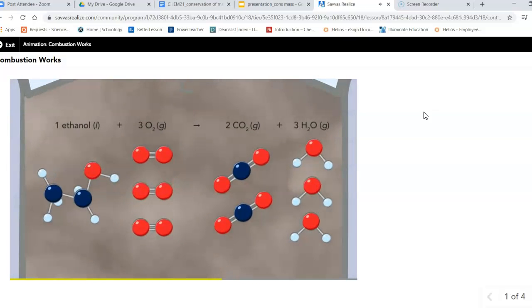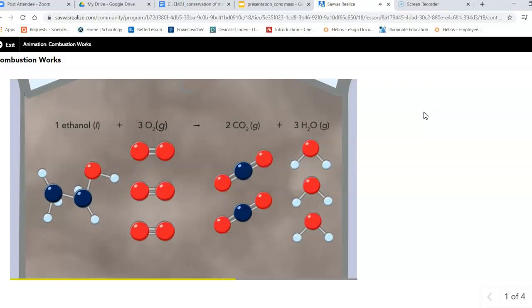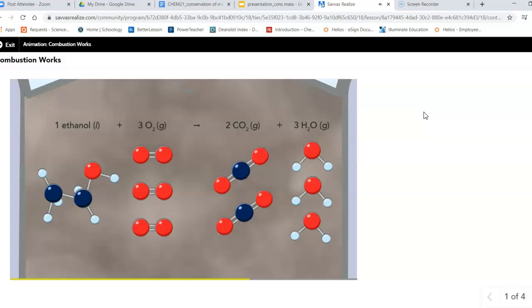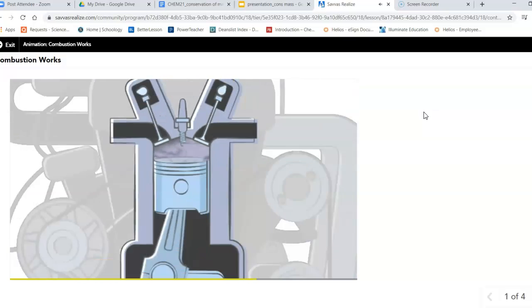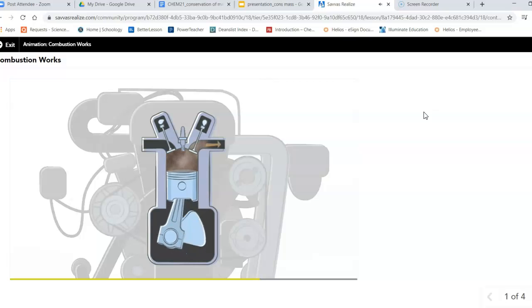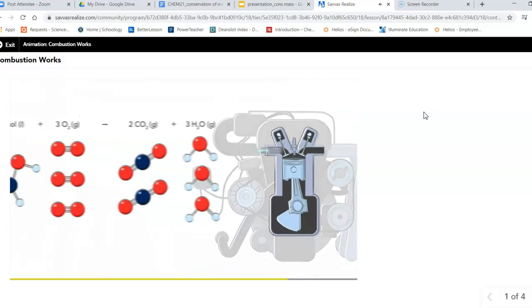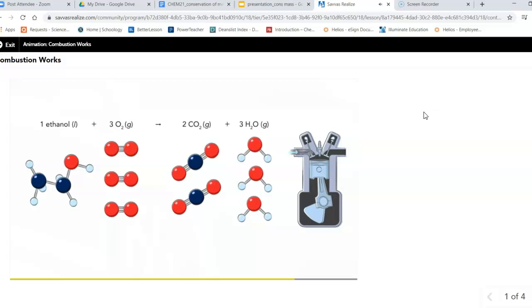In the combustion of ethanol, for every molecule of liquid ethanol that reacts with 3 molecules of oxygen gas, 2 molecules of carbon dioxide gas and 3 molecules of water vapor are produced. The heat produced in the reaction causes the carbon dioxide gas and water vapor to expand. This puts pressure on the piston, causing it to move. In the exhaust phase of the cycle, the piston returns to the upward position and the products of combustion are expelled. The ethanol combustion reaction is an example of the conservation of mass in chemical reactions.